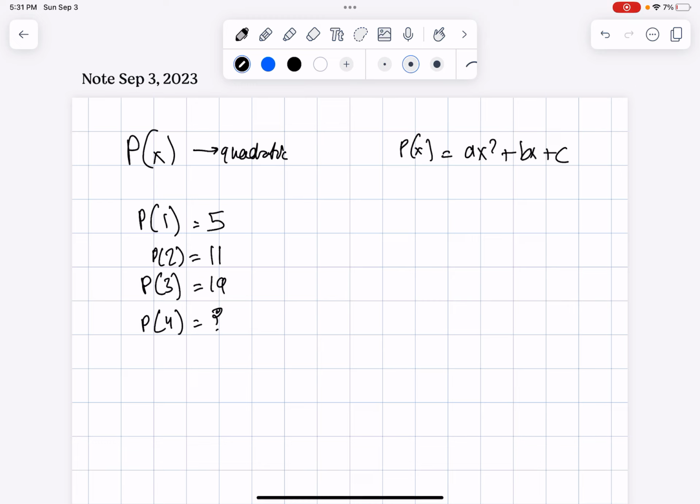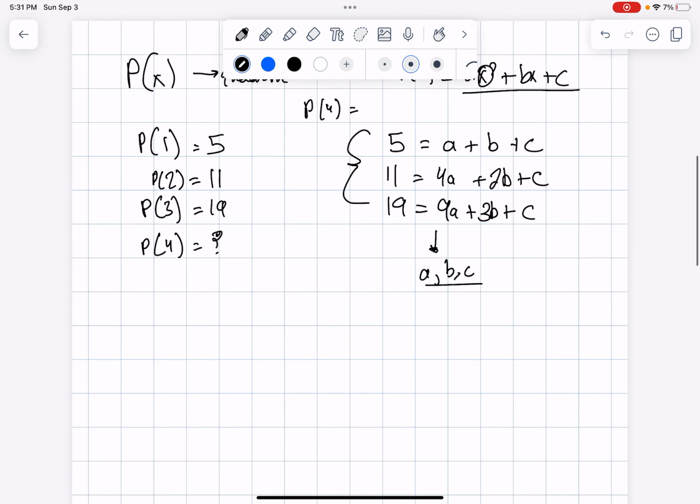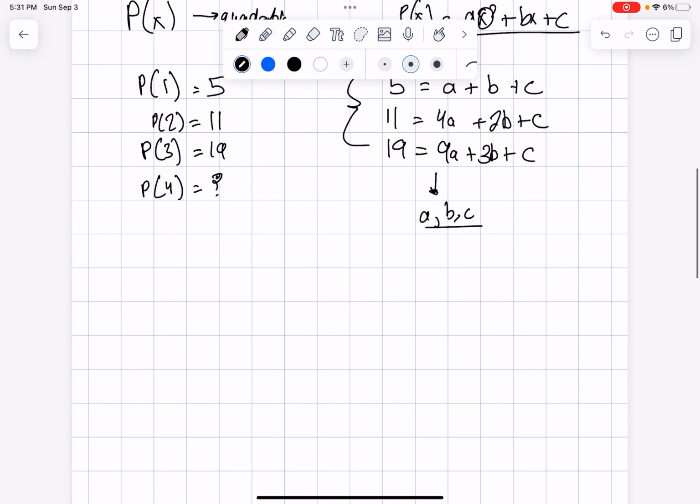So you would plug in the values of x, and you would plug in p of x to get a system of equations. So you would get that 5, p of 1, is equal to a plus b plus c. 11 is equal to 4a plus 2b plus c, since it's x squared. And 19 is equal to 9a plus 3b plus c. Then you would solve this system of equations for a, b, and c. You would find this quadratic equation, and then you would plug in 4 to find the answer, right? However, there's a much easier way to find this.